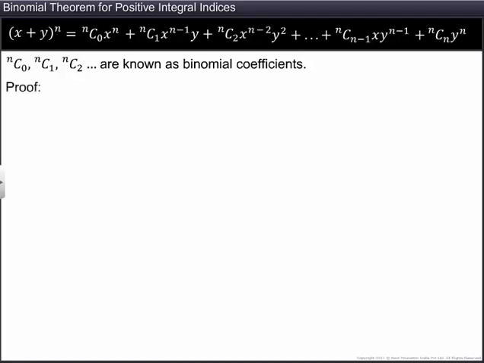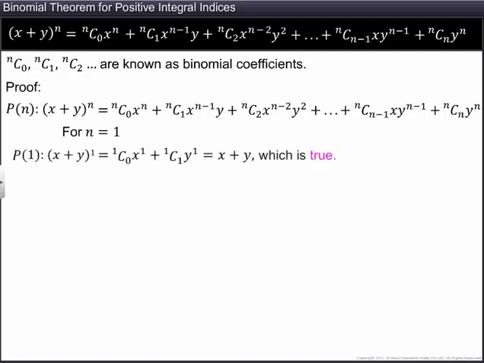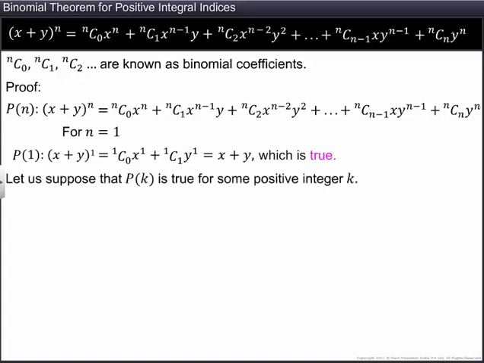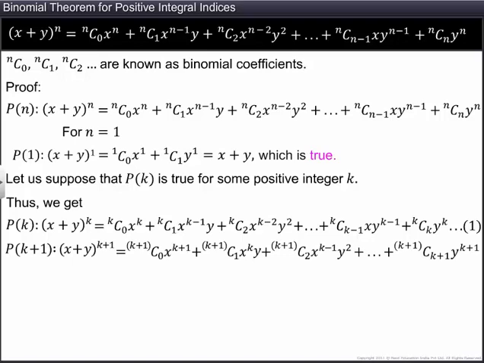Let us prove the theorem using mathematical induction. Assume the given statement as P(n). When n is equal to 1, P(n) will be (x + y) raised to the power 1, which is equal to x + y, which is a true statement. Let us suppose the statement P(k) is true for positive integer k. Name it as equation 1. Now, we need to prove that P(k + 1) is also true.